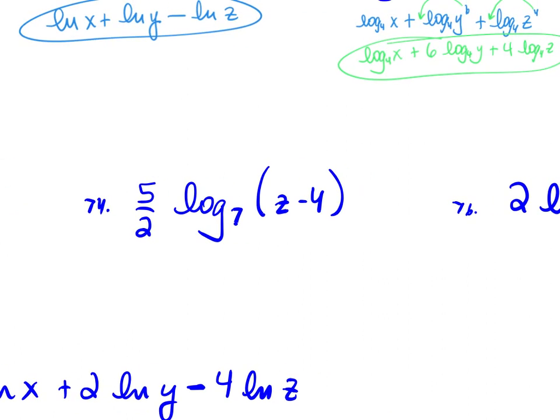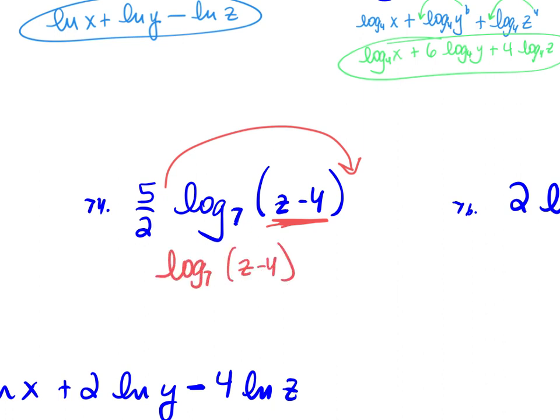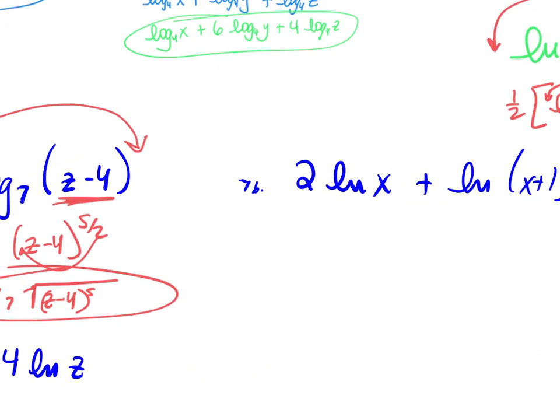All right, looking at this, I see, oh, it's a coefficient. Coefficients become exponents. You can't separate z minus 4 because it's in parentheses, so this just becomes log 7 of z minus 4 to the 5 over 2. And I can simplify that a little more. I can rewrite this as log base 7. This 2 becomes the root, so it's the square root of z minus 4 to the 5th power. That'll be a little more simplified.